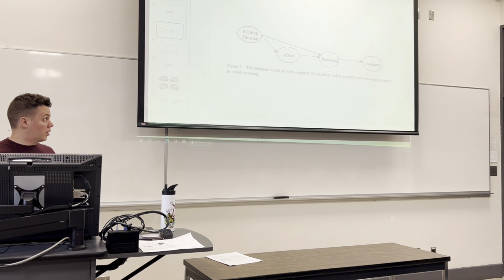Okay, so in the paper, Haidt distinguishes between the rationalist model of moral judgment and the social intuitionist one. So here's the rationalist model. There's the eliciting situation that causes you to have a moral judgment. The way that you form a judgment is primarily through reasoning. Now, there may still be emotions at play that feed into your reasoning, but the reasoning is the ultimate decider, to quote the philosopher George Bush. It's the decider of what you think, and then you form the judgment.